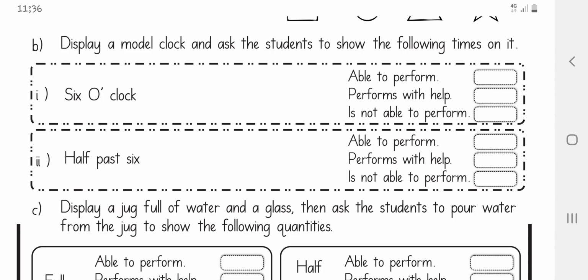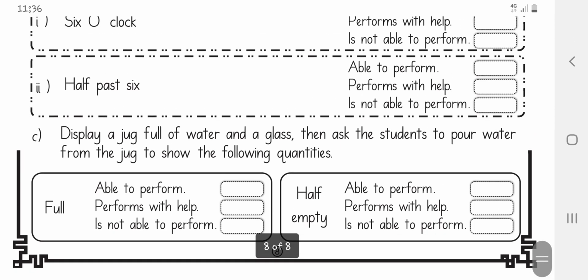So three categories are given. Are they able to perform it? Do they need some help with it, or are they not able to perform it at all? We are checking the concept of time here, and the students have done it in the class. Here we are checking the concept of capacity. You need a jug full of water and a glass with it, and then you will ask the students to show you a full glass and to show you a half glass, that is half full, and an empty glass. And you have to check them on these three categories, whether they are able to perform it, not perform it, or need some help.